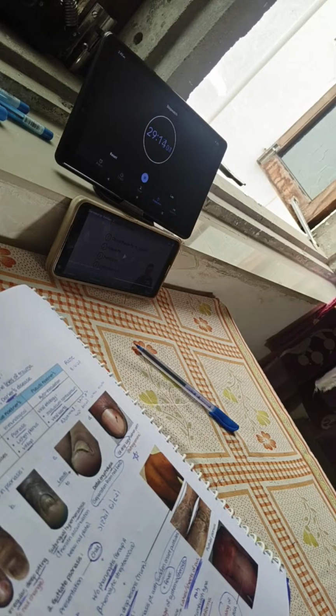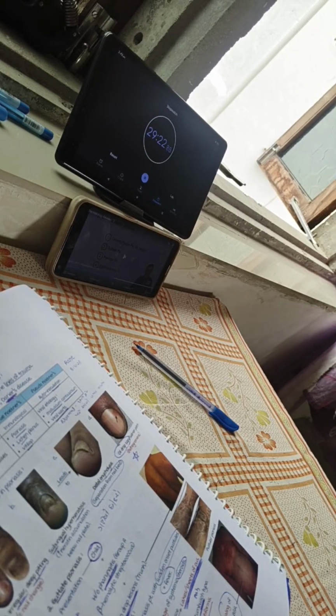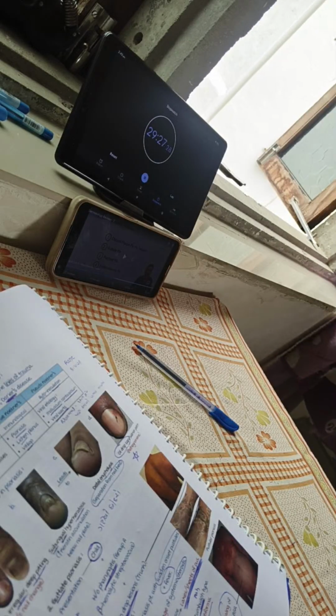Nail changes in psoriasis, four types of nail changes. One is multiple punctate depressions, then subungual hyperkeratosis, separation of the nail from the nail bed, and the oil drop sign. Oil drop in the cataract we see in galactosemia.